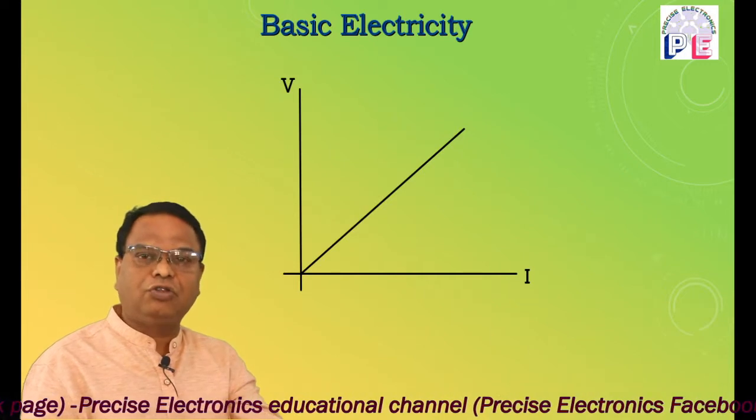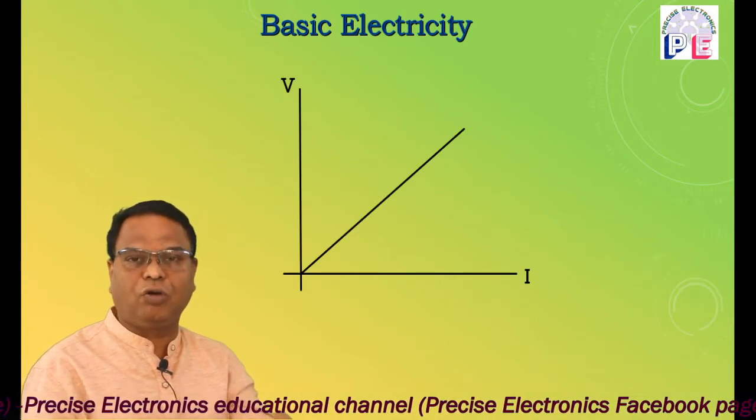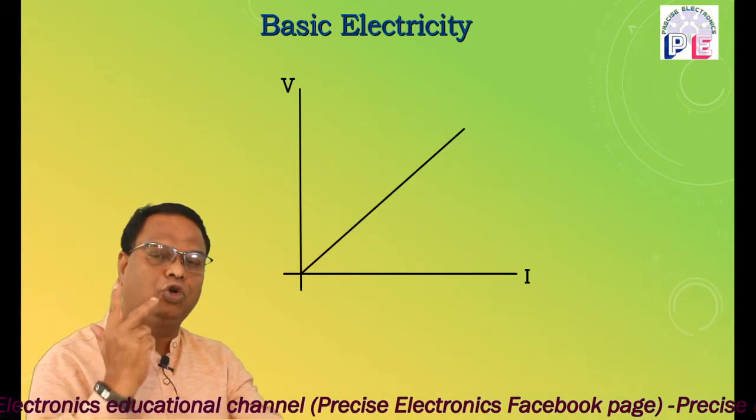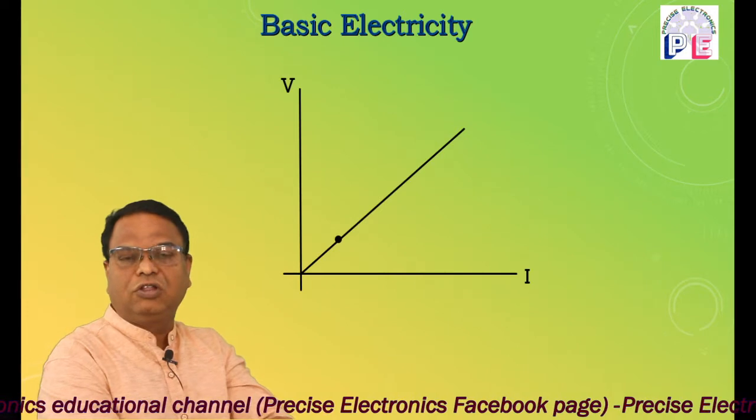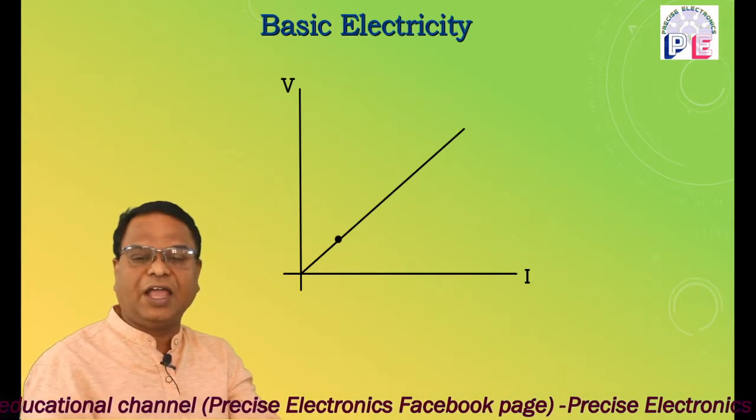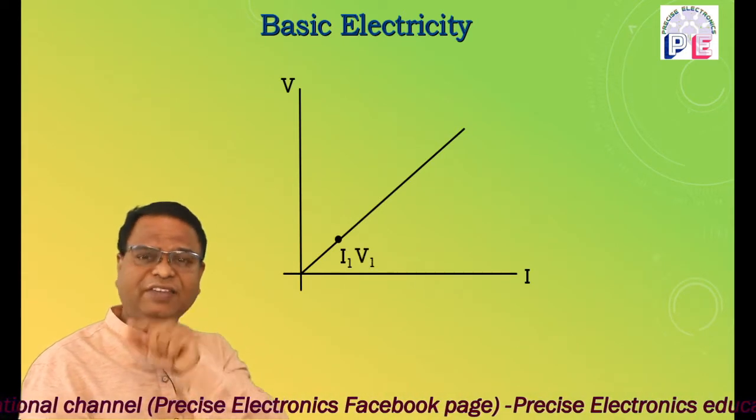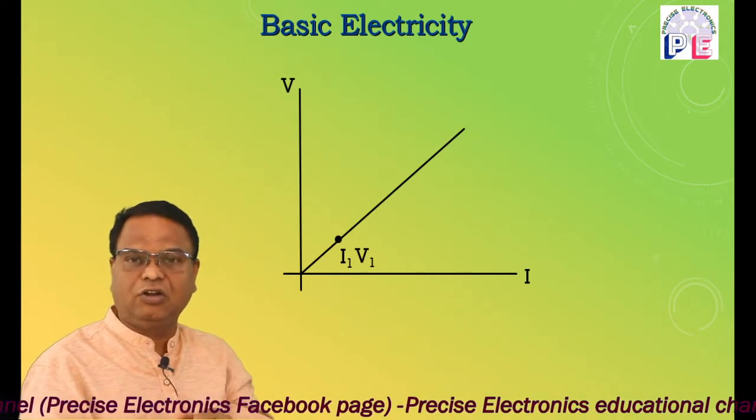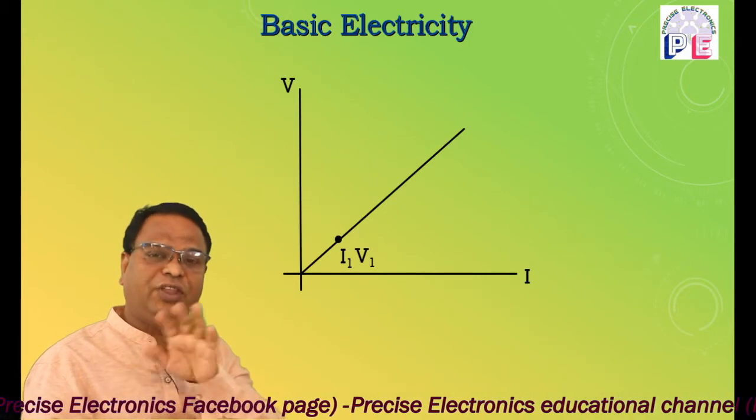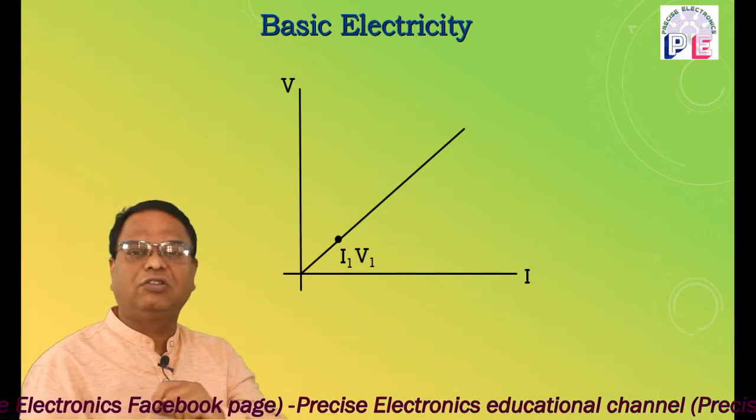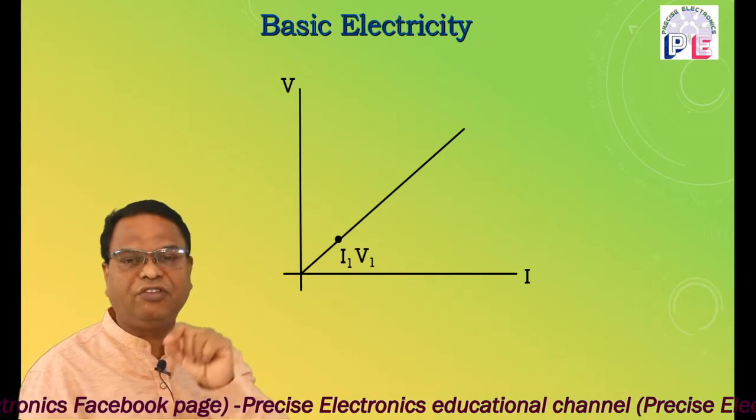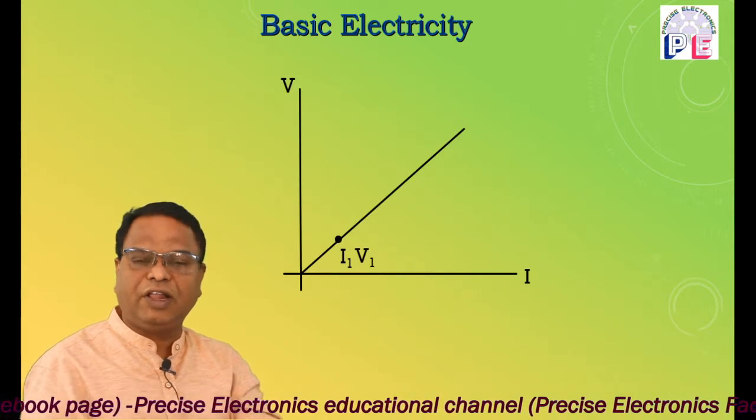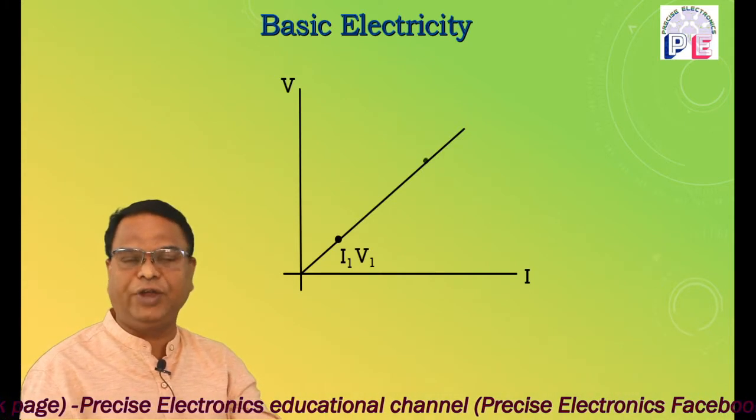Now we have to find out the relationship. We have to find out the slope of this line, so we have to find the coordinates of two points. Suppose the coordinates of the first point are I1, V1, that is x1, y1. On the x-axis there is current, so x1 is equal to I1, and on the y-axis the voltage is plotted, so y1 is equal to V1. So the coordinates of the first point are I1, V1, while the coordinates of the second point are I2, V2.